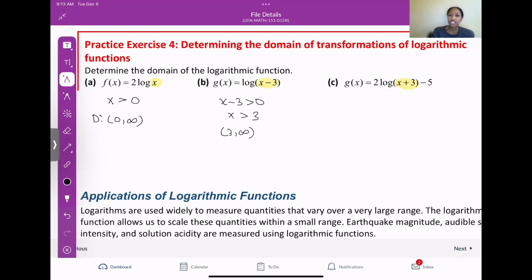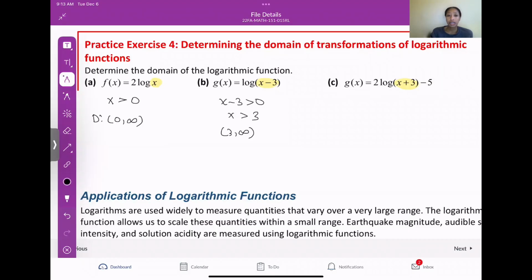Really quickly, why does this change? Didn't we just say that for a logarithmic function, the domain is 0 to infinity? That is if the logarithmic function is of the form log base a of x. Here we don't just have x, we have an x minus 3. So that's going to shift our domain a little bit.